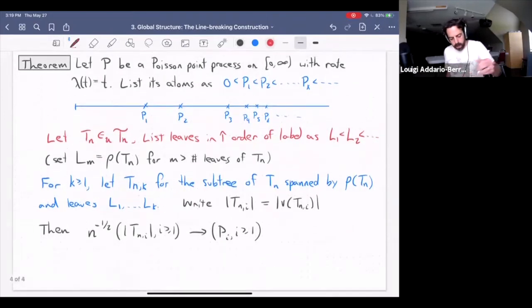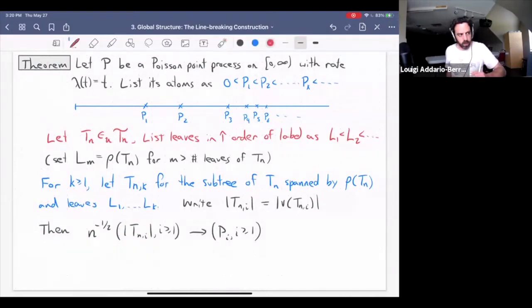So this is a start. You start to see where the term line breaking construction in the title of the lecture comes from, right? You have this semi-infinite line, and this is telling you that if you're interested in the joint distribution of the tree sizes, then it looks like you get that just by summing up the lengths that you see of these lines in the Poisson point process of these spacings. Okay, so we'll develop that further.